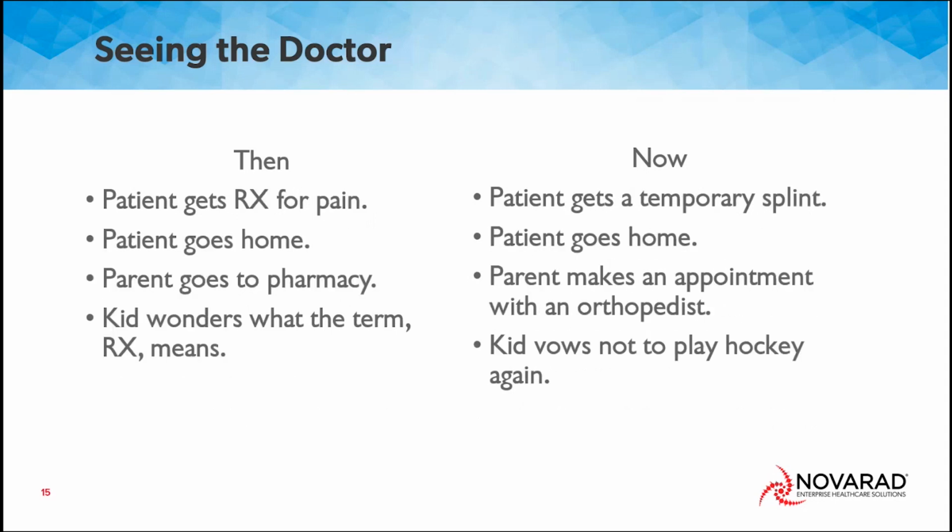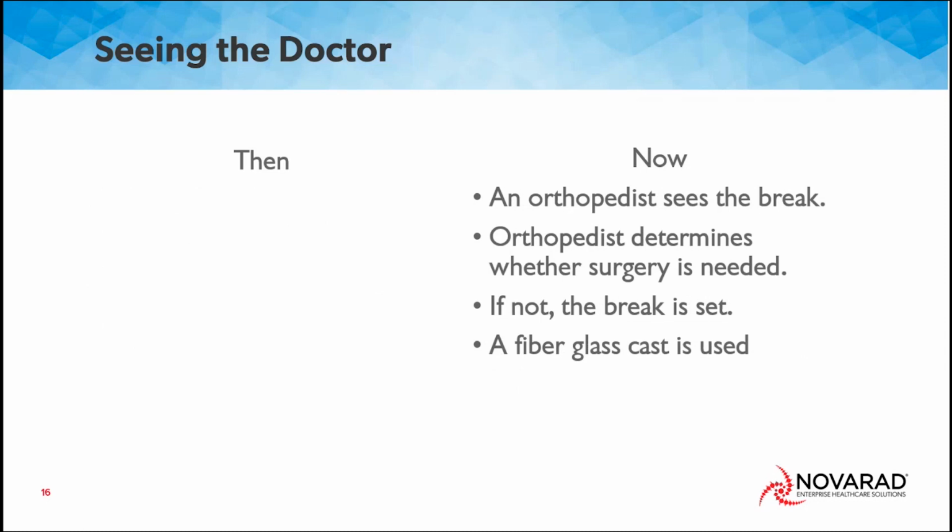Now a patient gets a temporary splint and gets sent home while the parents make an appointment to see an orthopedist, because they need to know if it's really just a broken bone, if there's more involved, and exactly how to set that bone, and all that's done. All that communication, even with the orthopedist, can be done via HL7. So all of that stuff happens, and the only thing that your child recognizes is that they don't want to play hockey ever again until the cast comes off anyway. That's usually the way it works.